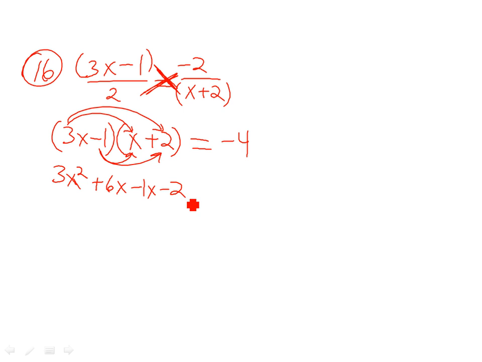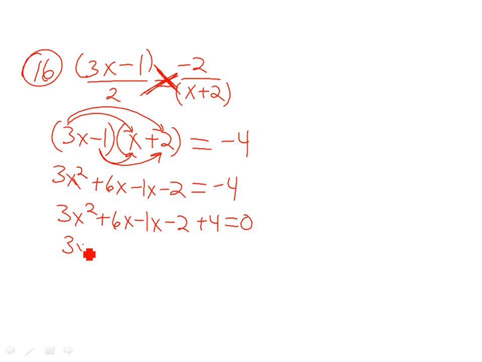-1 times 2 is -2. That still equals -4. I want to move that -4 over to the other side. What's going to happen when you move -4 over to the other side? It becomes positive. So 3x squared plus 6x minus 1x minus 2 plus 4 now equals 0. That's what we wanted, was to have 0 on that side over there.